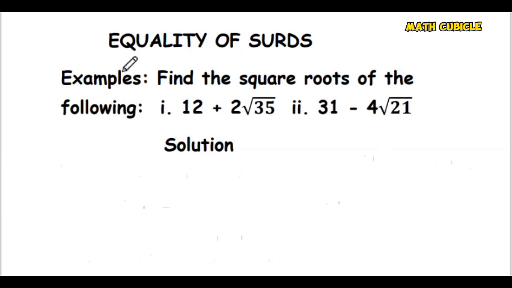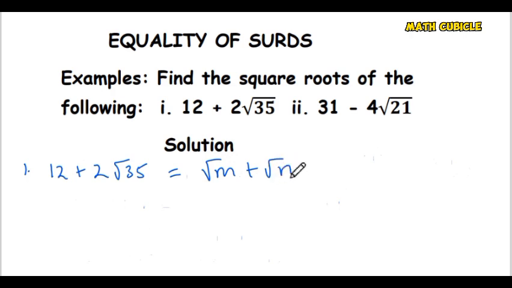Today we'll be solving problems on equality of surds. And look at this example. Say find the square root of the following. Number 1, 12 plus 2 root 35. Now let the square root of this equal root m plus root n.